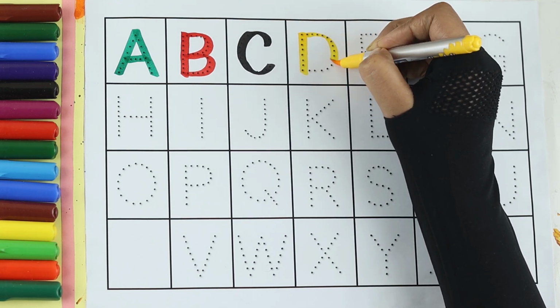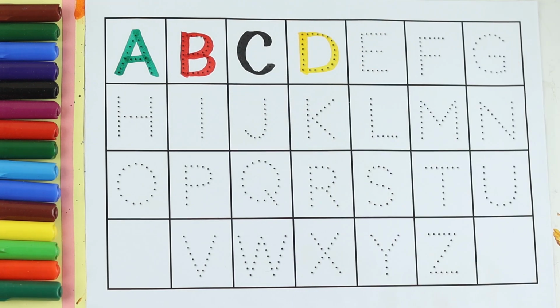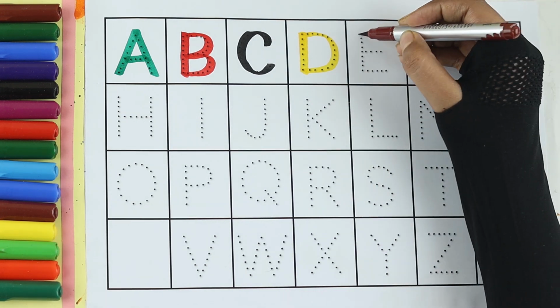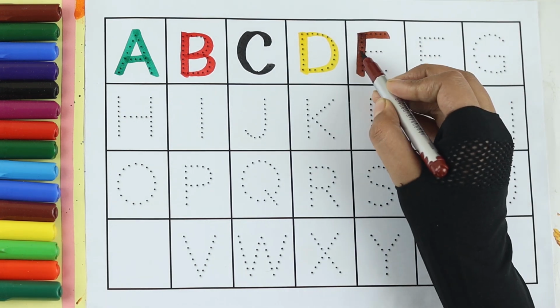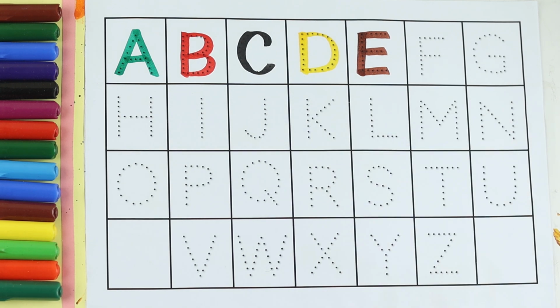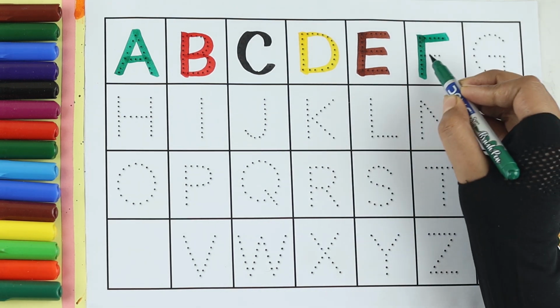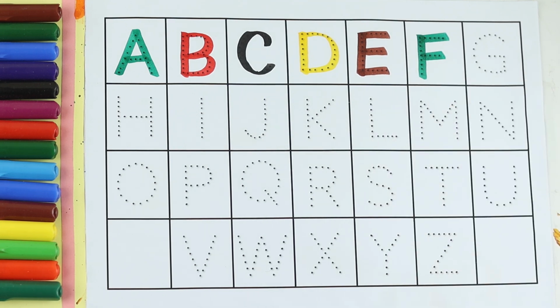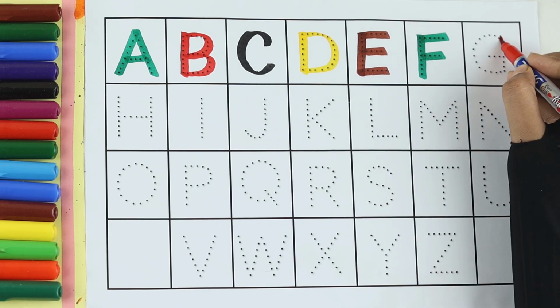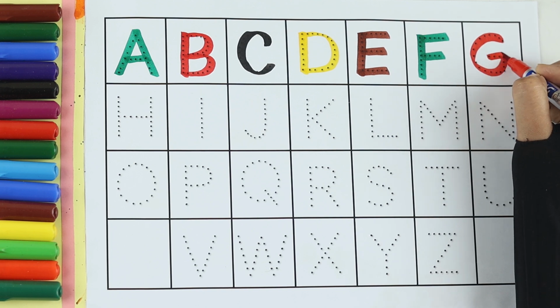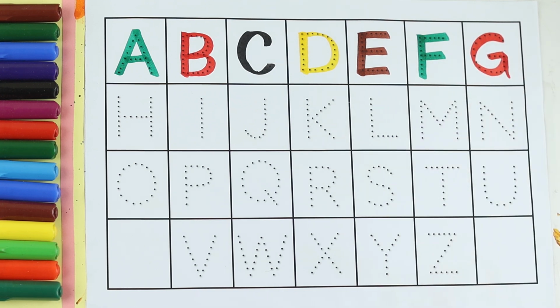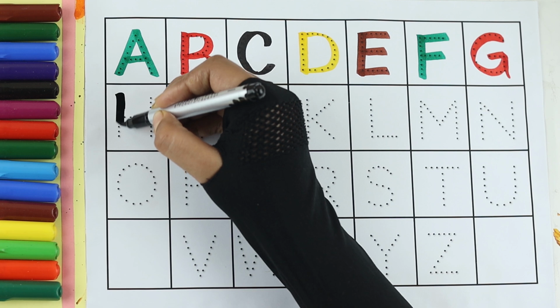D for dog. Brown color. E for elephant. Green color. F for fish. Red color. G for grapes. Black color.